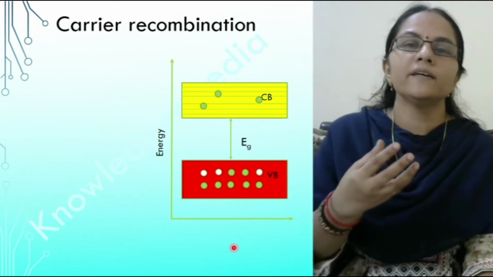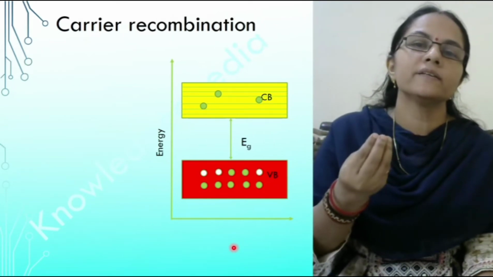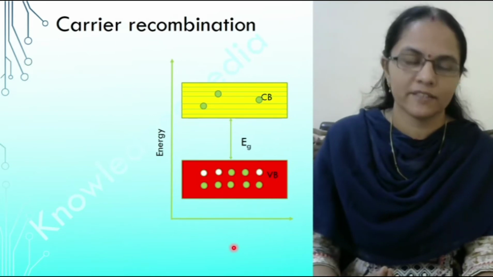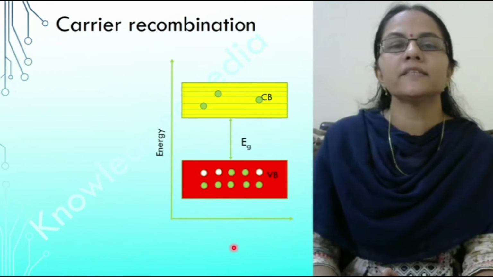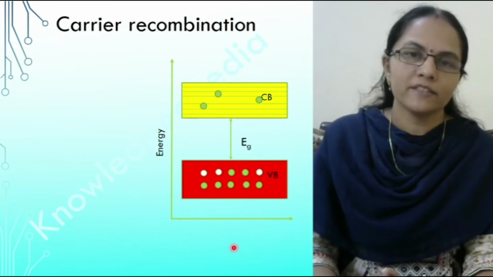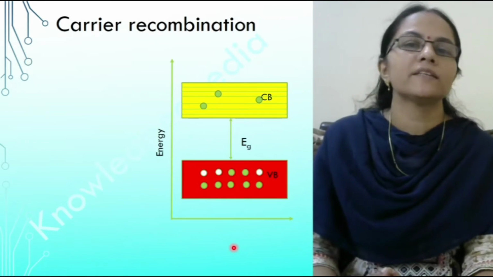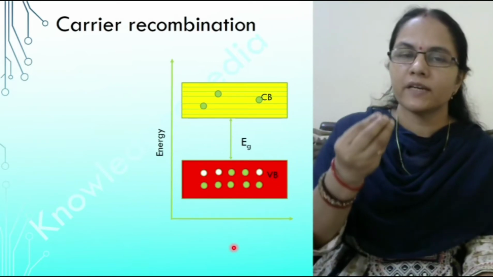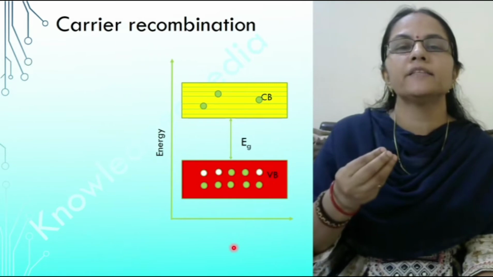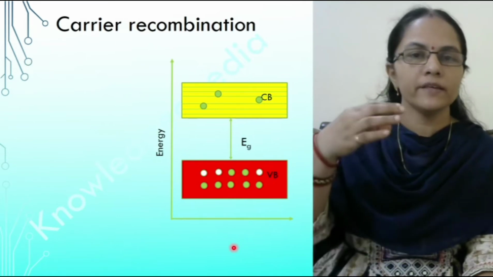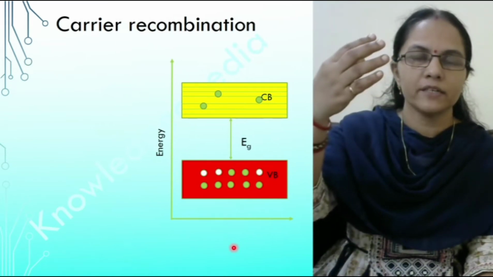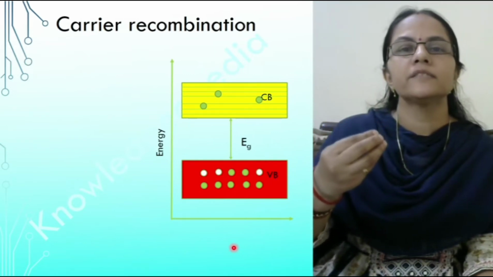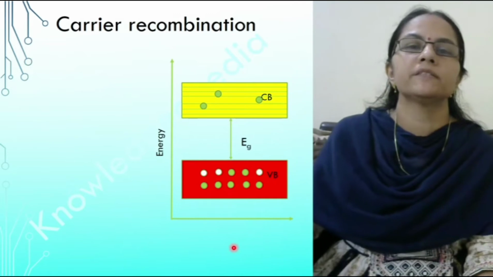We have seen that in generation we get an electron-hole pair being generated. Now what is carrier recombination? What is the difference between generation and recombination? We all know that electrons always try to be at the minimum energy state. So when they get excited to the conduction band, they always try to come back to the stable state, that is the minimum energy state.